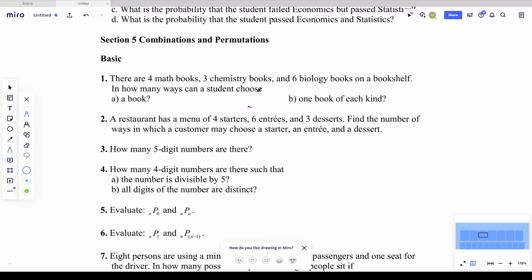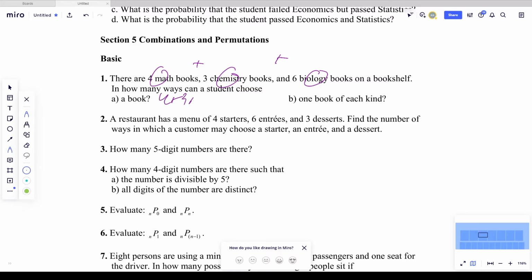So a book, it can be either this, or, pay attention to my words, or a chemistry book, or a biology book. So plus, or in statistics means plus.